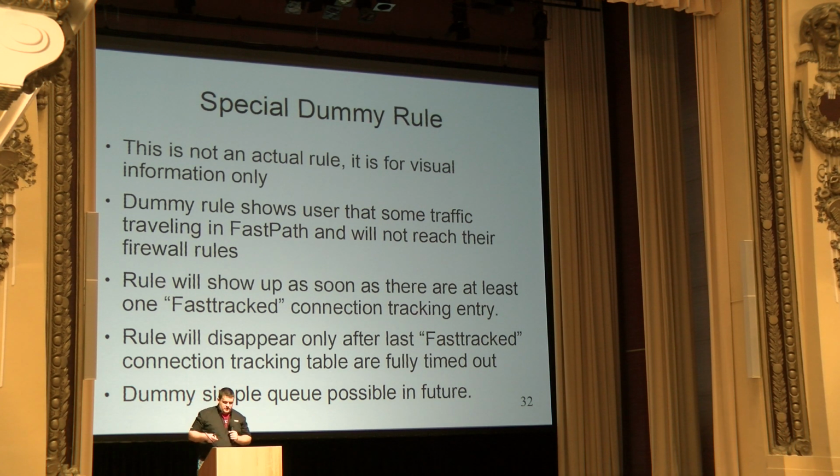We are thinking about a dummy simple queue, also just to be sure that you don't forget that some of the traffic is not queued. But actually, interesting was that we got a very negative reaction to the dummy firewall rule, so we are still getting feedback. So please let me know if you like it or not, write to us so we can decide if we can continue creating those dummy rules, or we need to think of another way to show you how this FastPath traffic goes. So yeah, that's one of the things that we are thinking about right now.